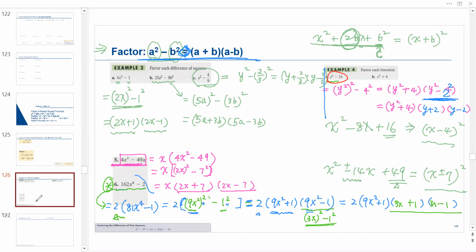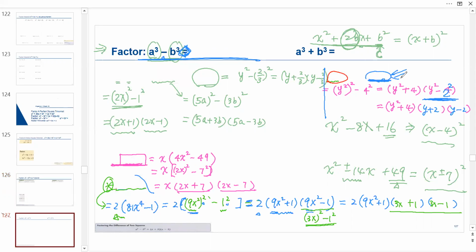Let's move on. Let's see more examples. For these B examples, x squared plus 4, this one cannot be further factored, all right? So here it is plus, not minus here. So this one cannot be factored, all right? All right, let's see the next examples.